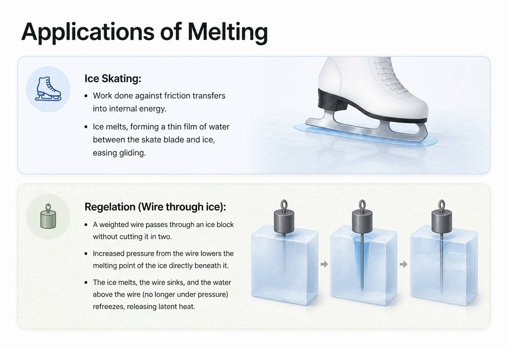Another classic example is a weighted wire cutting through a block of ice. The heavy weights create immense pressure directly under the thin wire. Because water expands when it freezes, applying pressure actually lowers its melting point. The ice under the wire melts, the wire drops down, and the water flows above the wire. Once above the wire, the pressure is gone, so the water immediately refreezes. The wire passes all the way through, but the block remains solid.